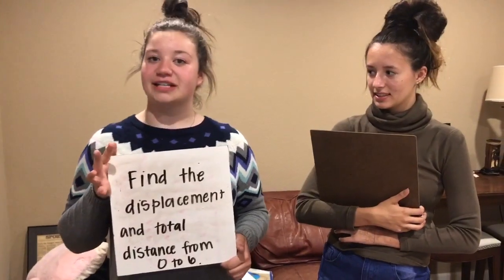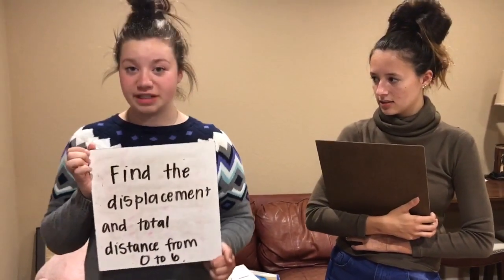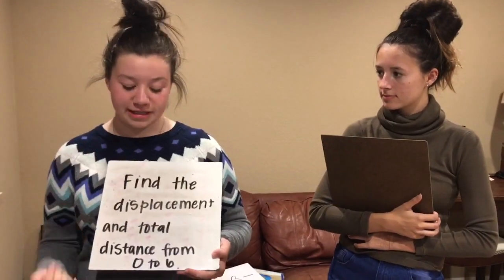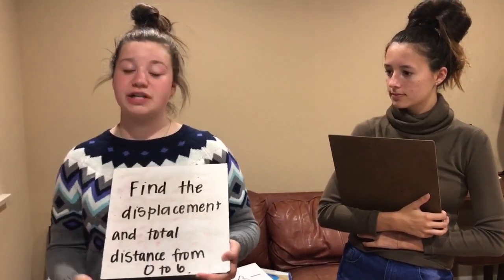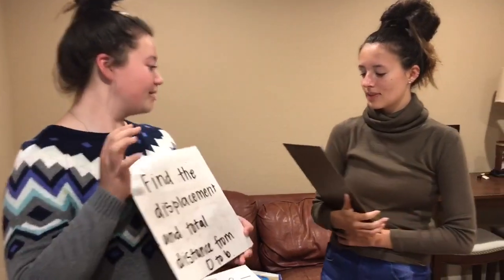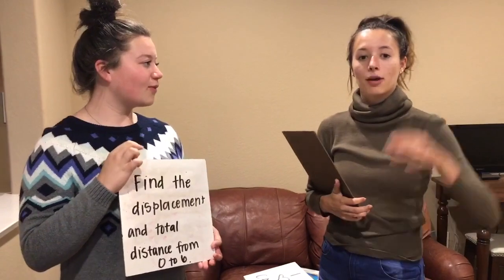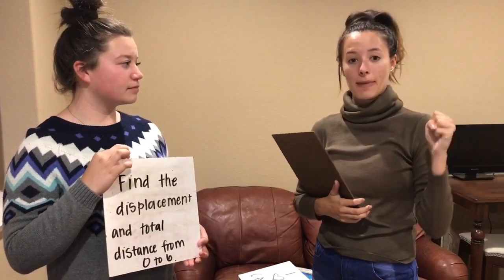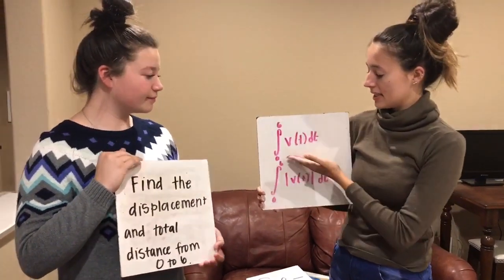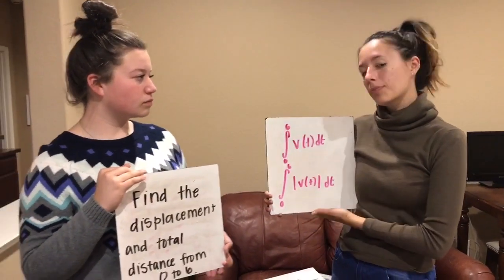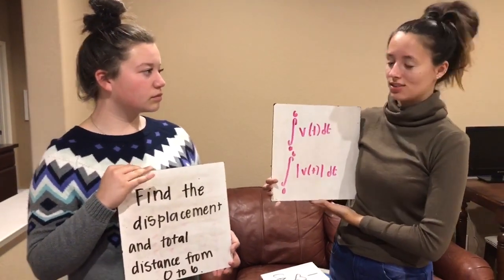Trickier question you could be asked on the AP test is to find the displacement or total distance of your equation. For our example, it is asking the distance and displacement from 0 to 6. Pearl, take it away. Okay, so displacement is the area under the graph, positive and negative combined. So for that one, you're going to take the integral from 0 to 6 of your velocity equation, and for this one you can plug it into your calculator, so it's easy to solve.